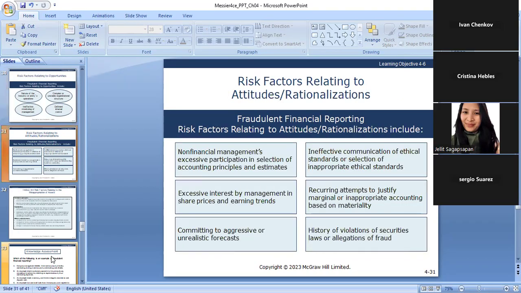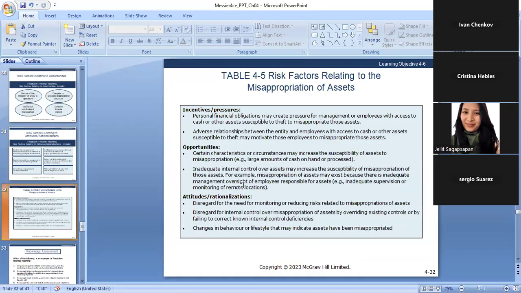So the opportunity, and then we're going to the realization. Non-financial management's excessive participation, selective accounting principles, aggressive or unrealistic forecasting, history of violating securities law, recurring attempts to justify marginal and inappropriate accounting based on materiality, ineffective communication of ethical standards and selection of inappropriate ethical standards. Those are the realization indicators that we can see.